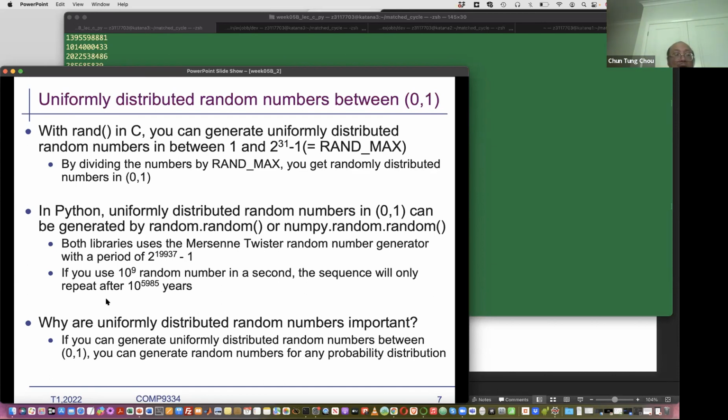Now, why do I tell you about uniformly distributed random numbers between 0 and 1? One reason is that these numbers are very important. If you can generate uniformly distributed random numbers between 0 and 1, it allows you to generate random numbers of any probability distribution. That is a very important message. It tells you that if you can generate these random numbers between 0 and 1, then you can get random numbers of any probability distribution. And this is what I'm going to show you now.